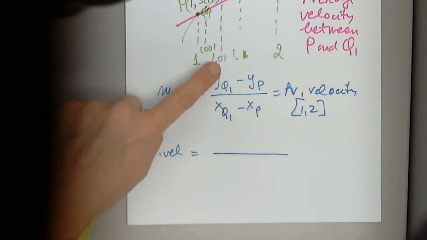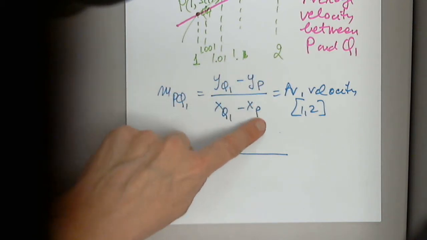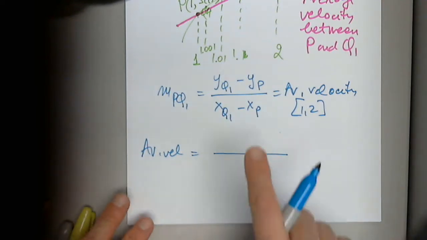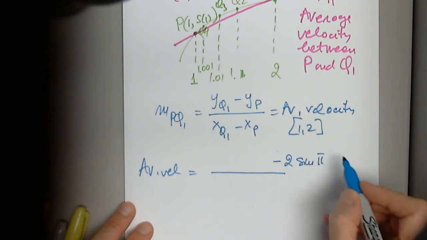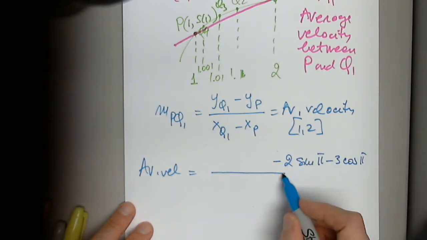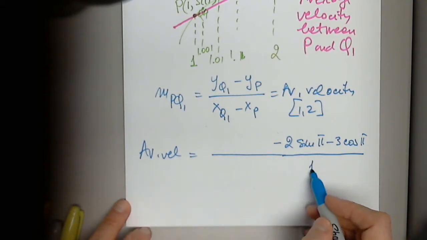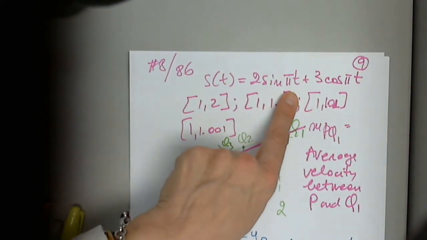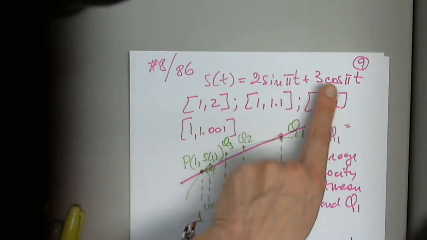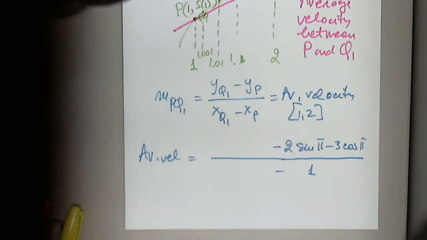Which of these two does not change? This point, which is Q1, or this point, which is P? Of course. Y of P will be 2 sine pi plus 3 cosine pi divided by 1. So this is the y for P. I plugged in 1. And this is the x for P, which is 1. Yes, because the function is 2 sine pi t plus 3 cosine pi t. So I replace t by 1 to get y of P.